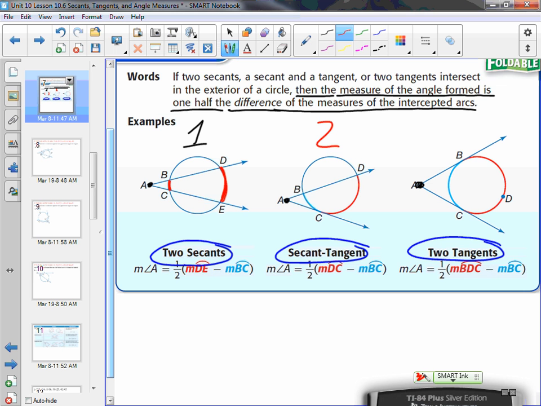Figure 2, the measure of angle A equals half the difference of the big arc, CD, minus the little arc, BC. Figure 3, the measure of angle A equals half the difference of the big arc, BDC, and the little arc, BC. It's not as complicated as it could be. It's always the measure of the larger arc minus the measure of the smaller arc. It's always large minus small, okay? Because otherwise you get negative, and that's not going to make any sense.